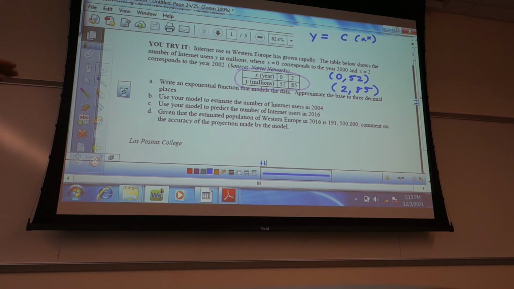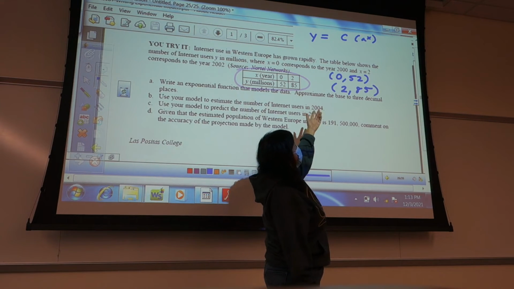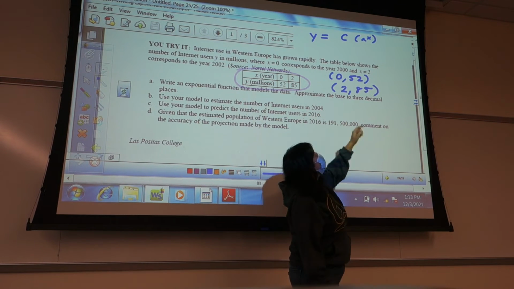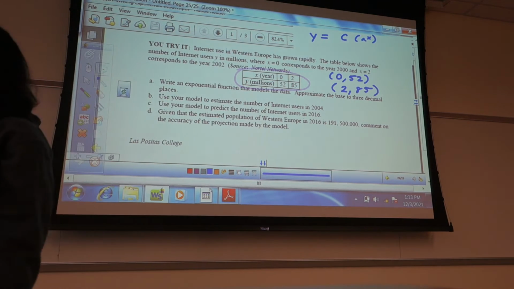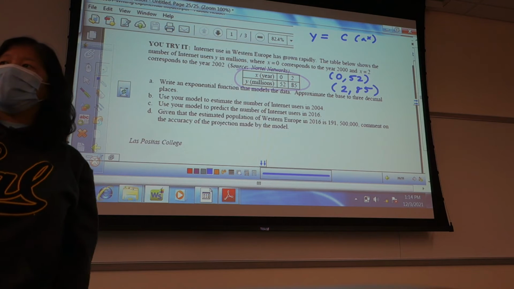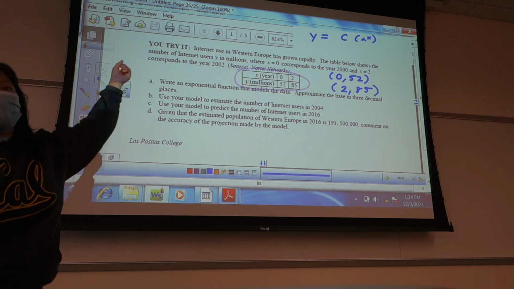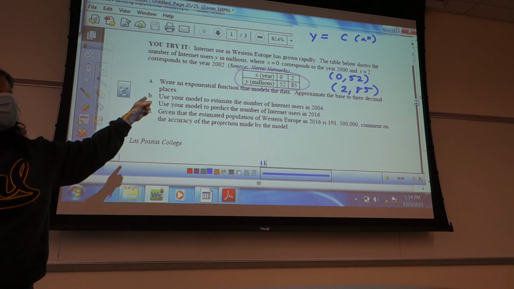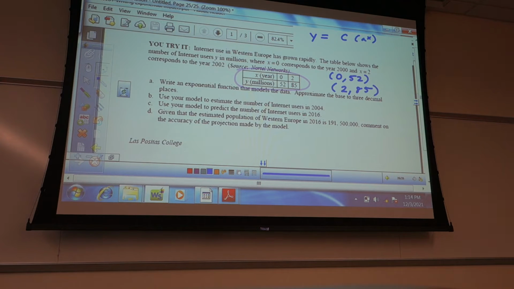So all you're doing is finding what C is, your initial amount, and then using the other point to find what A is. After you find C from your initial amount, find A. What's our initial amount? What's our C in this case? 52. 0 comma 52. So C is 52. Plug that into your formula. That's your C. Now you need to find A by plugging in the other point you have.